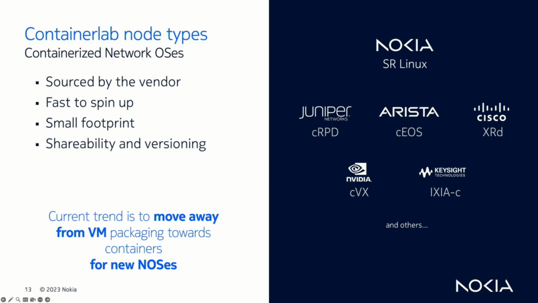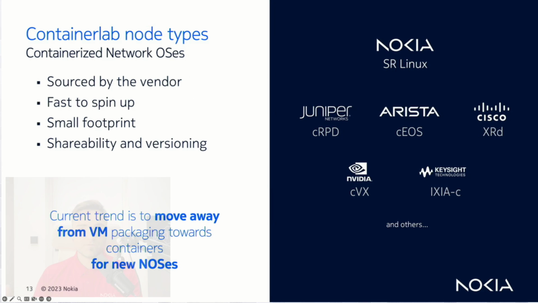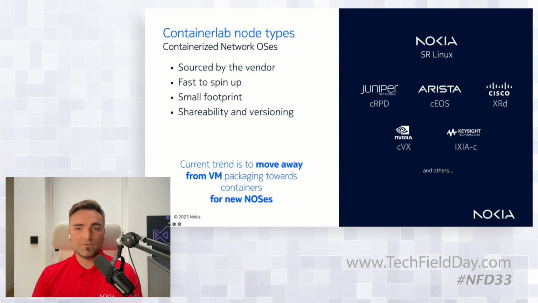So things like Nokia SR Linux, Arista cEOS, and a bunch of others that you see on the slide are first-class citizens to Containerlab. These are native containerized network operating systems, which are typically sourced by the vendor. They are way faster to spin up compared to VMs. They have a smaller footprint, and it's really easy to share containerized images through a container registry.